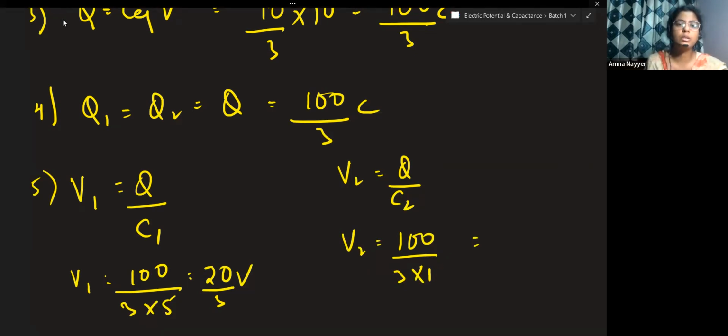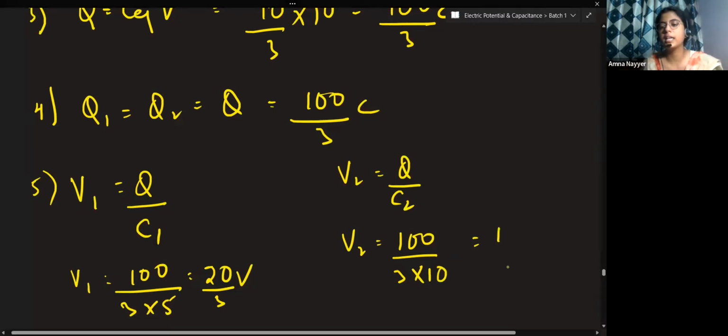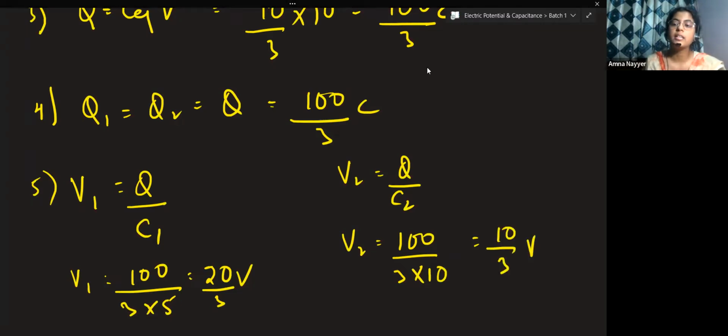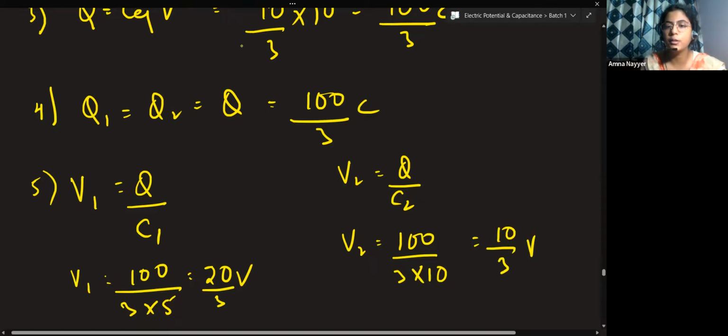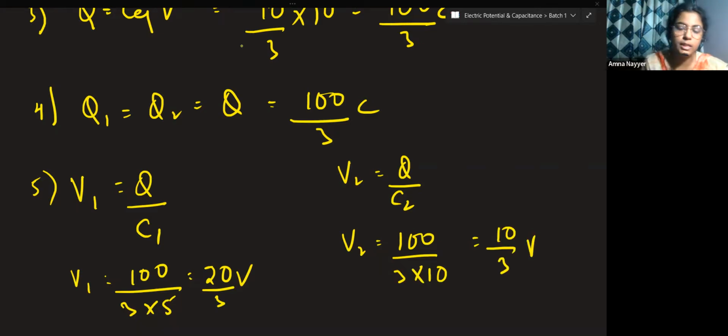The other capacitance was 10, so this becomes 10 by 3. Now you can even check: 20 by 3 plus 10 by 3 gives you the complete value. V2 is equal to Q by C2. Yes, like this. Good. So note it down.